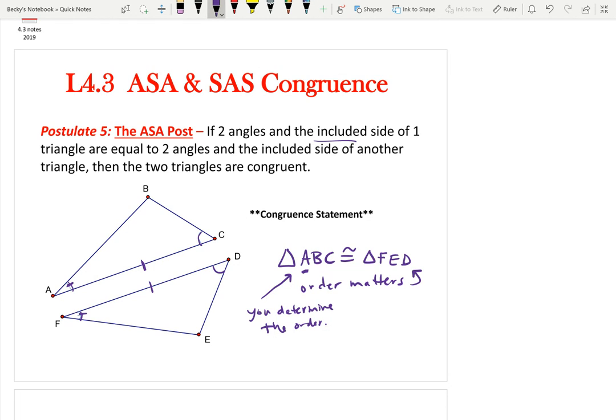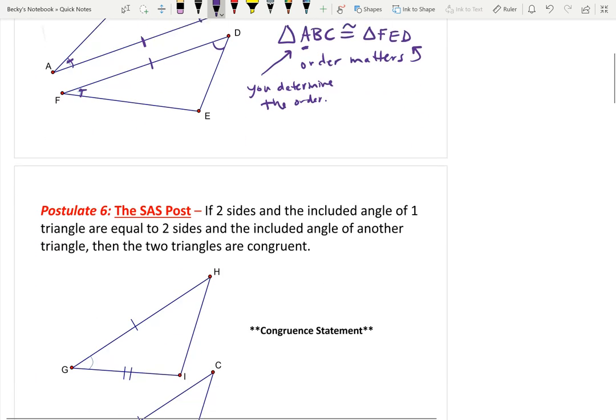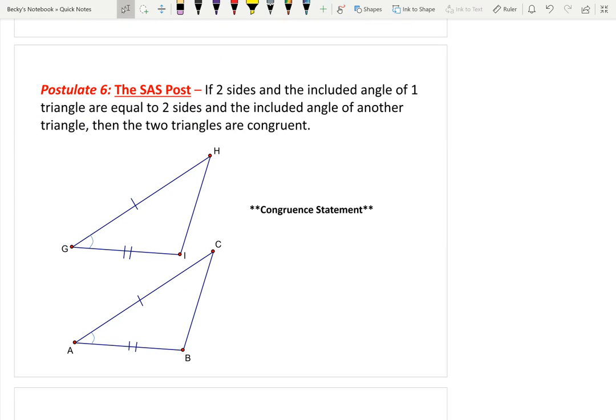Now, again, Harold, the guy who wrote your book, he didn't teach you all the ways to prove triangles congruent in one lesson. There are 5 ways, and he spreads this out between different chapters. And just note, for now, we're just learning 2 of the 5 ways that we're going to prove triangles congruent. The next one is called postulate 6. Again, I don't call it postulate 6. I just call it the SAS.